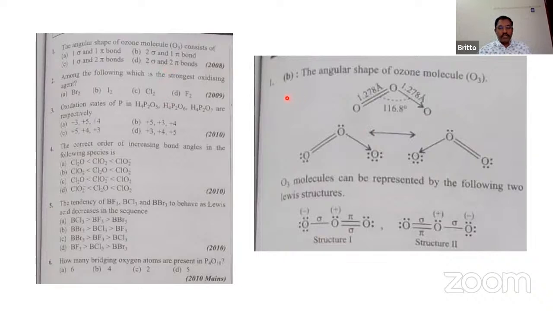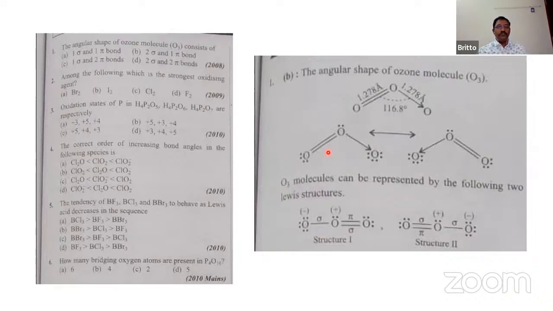And then they asked another question. Look at this third question, 2010. They asked the oxidation state of P in H4P2O5, H4P2O6, H4P2O7 respectively. As I said yesterday, sometimes they ask oxidation states, so you should be able to know that one.